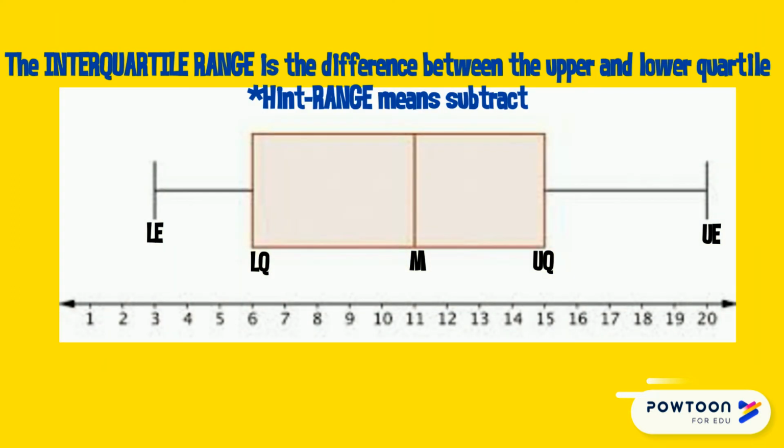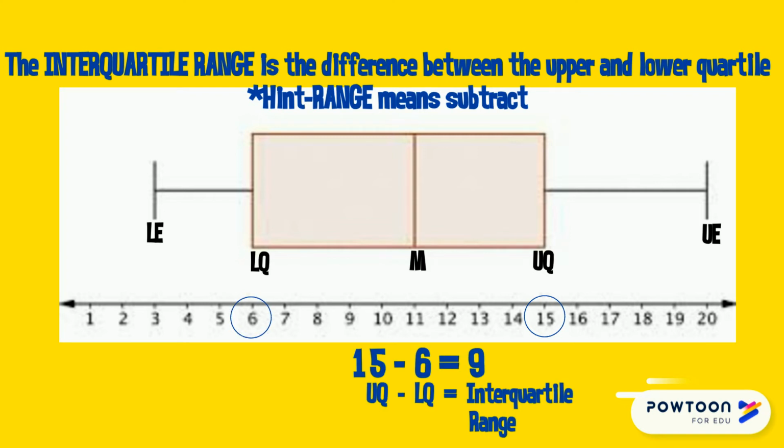The interquartile range is the difference between the upper and lower quartile. Hint, again, range always means to subtract. So here, you would have 15 as your upper quartile minus 6 as your lower quartile, and your interquartile range would be 9.